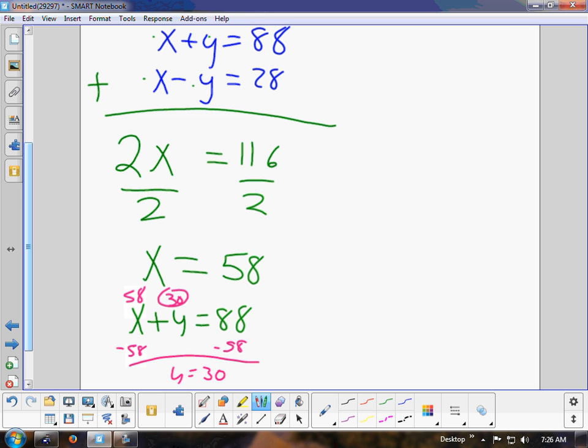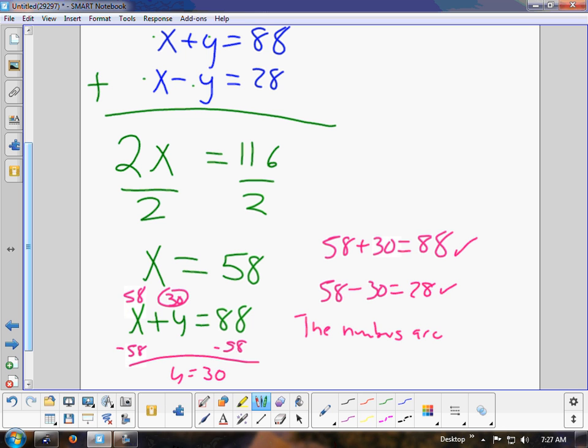Well, let's see if it checks. We know 58 plus 30 is 88. Is 58 minus 30 28? And yes, it does check. You still have to write your answers out. The numbers are, what are my numbers? 58 and 30.